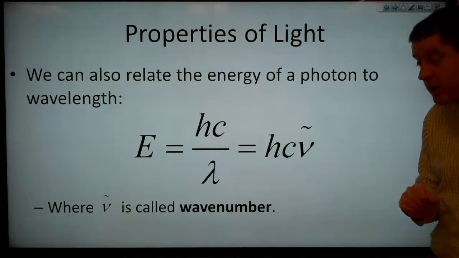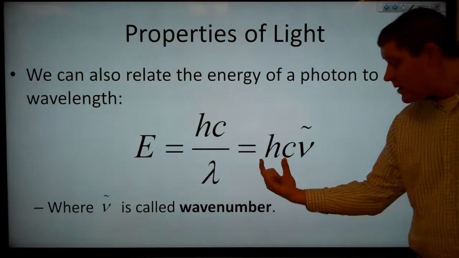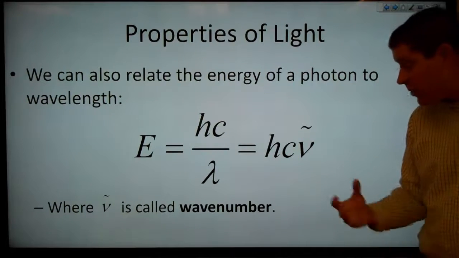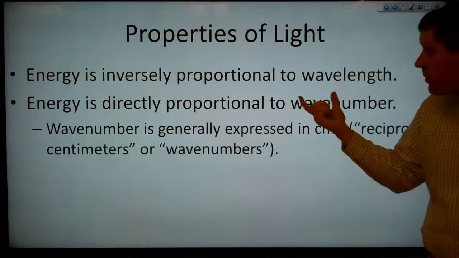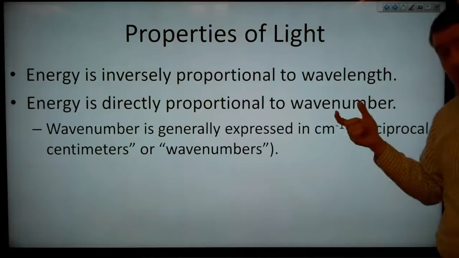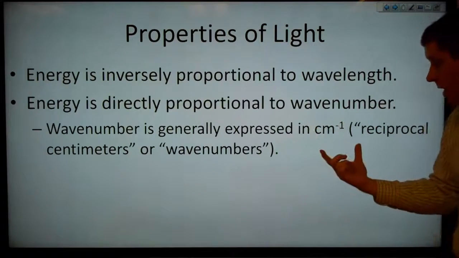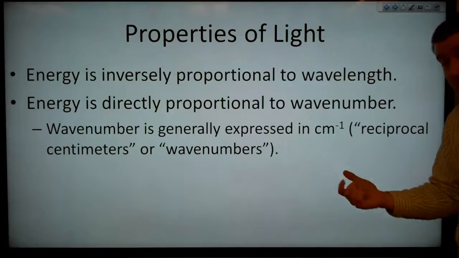This little squiggly tilde is called the wave number. So Planck's constant times the speed of light in a vacuum times the wave number of light. Now, energy is inversely proportional to the wavelength. It's directly proportional to the wave number and the frequency. Wave number is generally expressed in inverse centimeters or reciprocal centimeters or wave numbers.